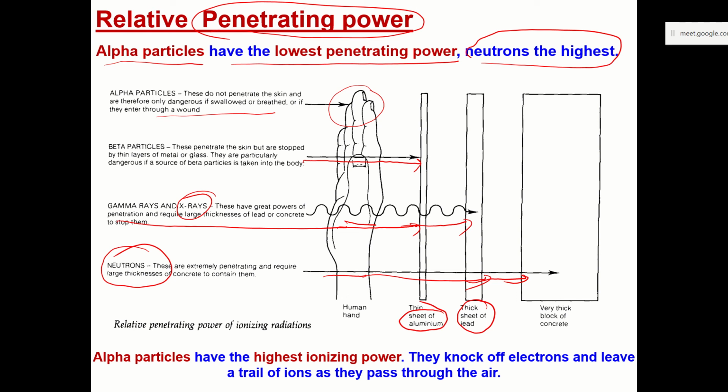So neutrons have the highest penetration power, and that's why in nuclear reactions, when people think of a neutron bomb, that's very dangerous to humans. It will not damage the non-living things, but it can damage living things. So that is another interesting point, based on these penetration effects.